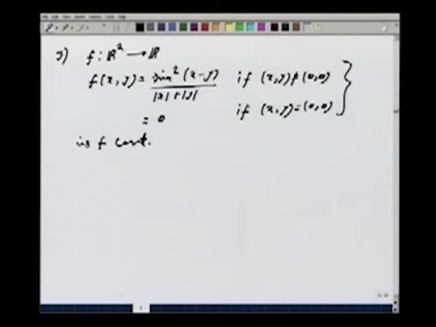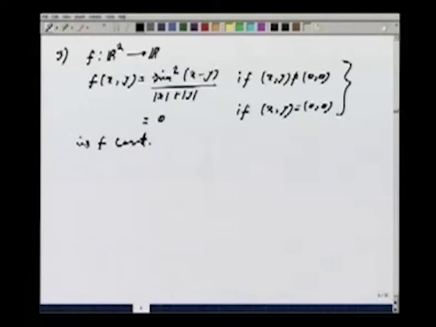What I will do is, I will just check continuity of the function at 0. For other points, the function is certainly continuous, and that I leave as an exercise using the previous results. Now, why is this function continuous at 0, 0? For that, I try to estimate this f of xy minus f of 0, 0.